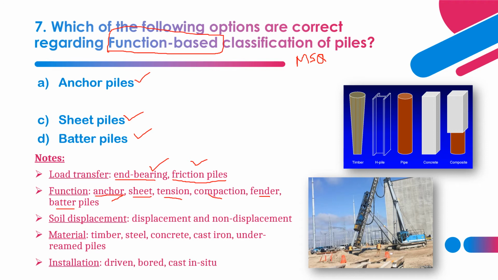What about tension piles? Tension, or we can say uplift piles, are used to resist the uplift force. The pile can be under tension, and if it resists overturning of walls structurally connected to the pile cap, and due to tension developed, these piles can be used as tension piles. And what about compaction piles? These piles are driven in granular soils in order to improve density and bearing capacity.